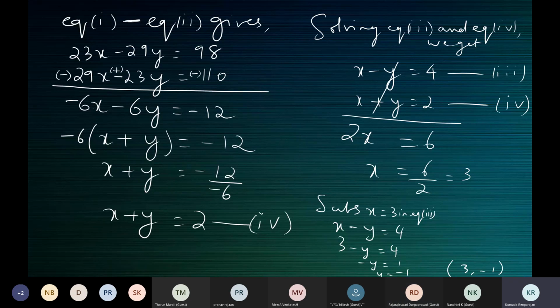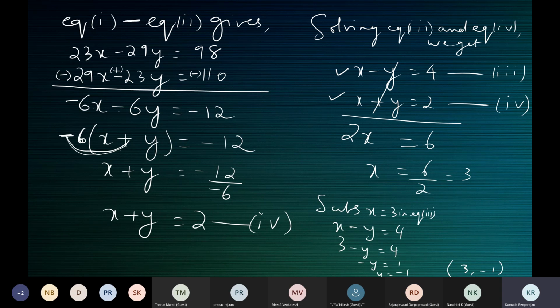Are you talking about these two equations, this one and this one? No, ma'am. Oh, here, this one? Yes, ma'am. Okay, minus 6 is common, right? Yes, ma'am. So minus 6 into x will give you minus 6x. Similarly, minus into plus is minus, 6 into y is 6y. Is that your doubt? Have I answered your question?